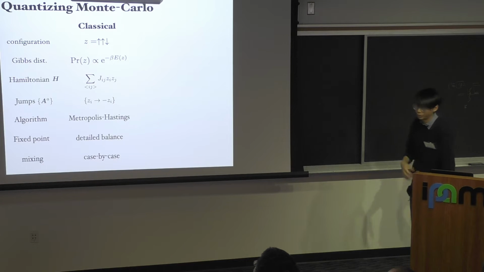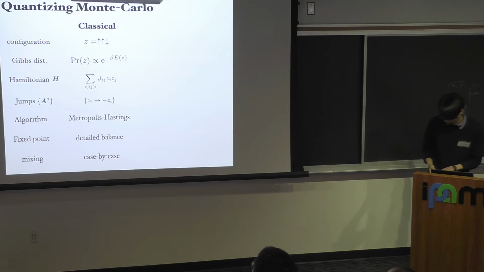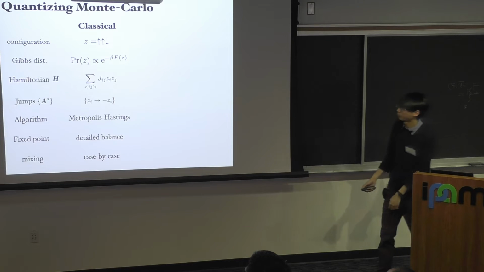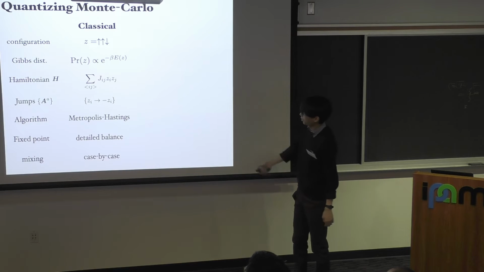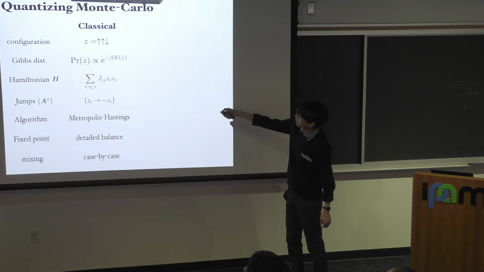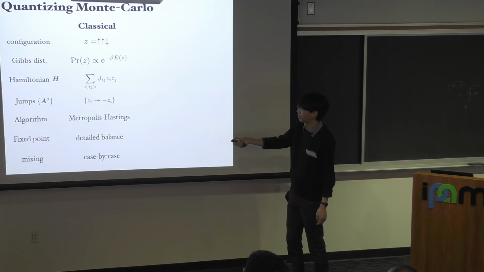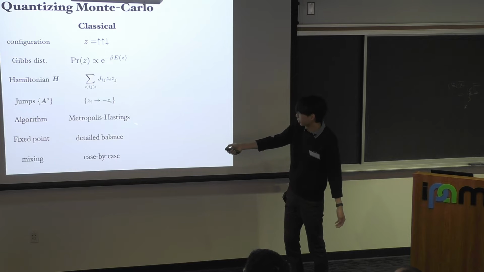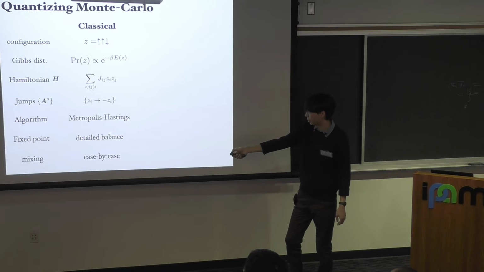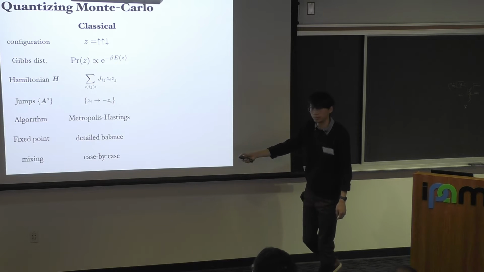All right, so that's the review of classical Monte Carlo. Hope you didn't fall asleep. So I'll just give you a laundry list of what you want. There's some classical configuration. There's the Gibbs distribution. There's some Ising model Hamiltonian, and there's some set of jumps. And then there's the famous algorithm, Metropolis Hastings, and then you get a fixed point by detailed balance.